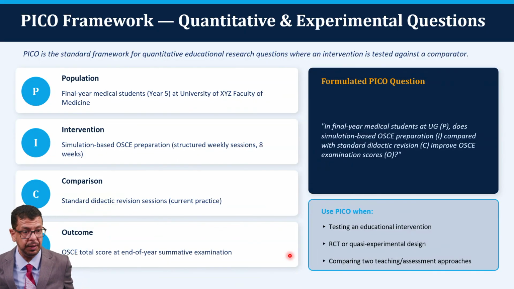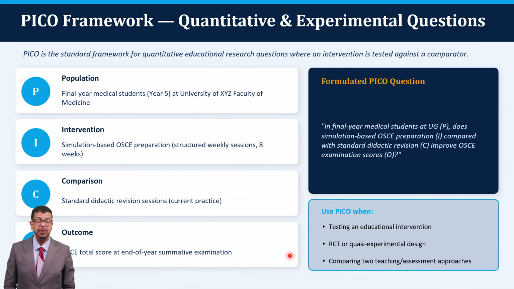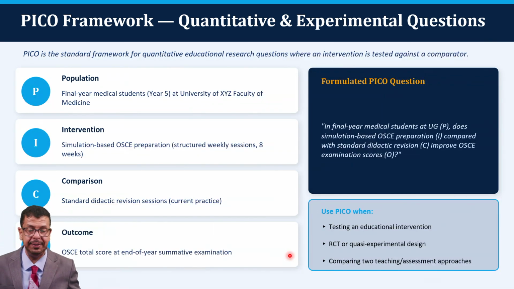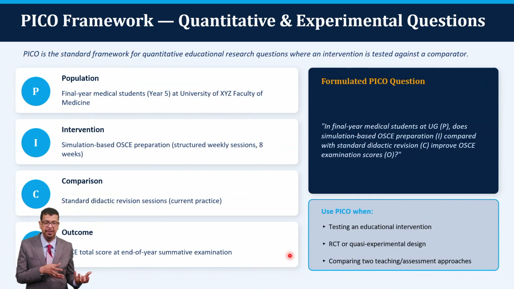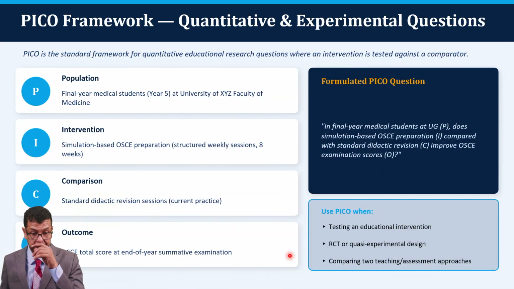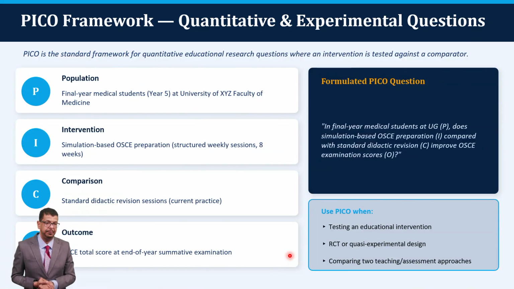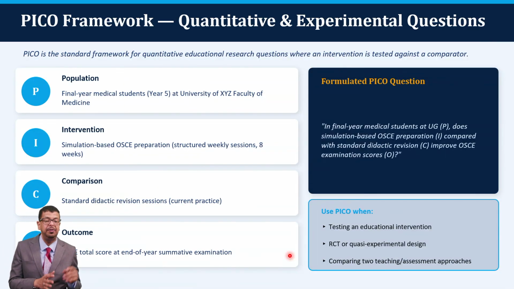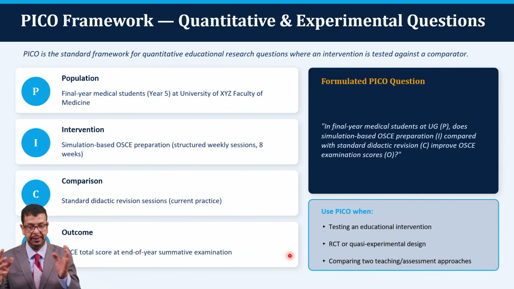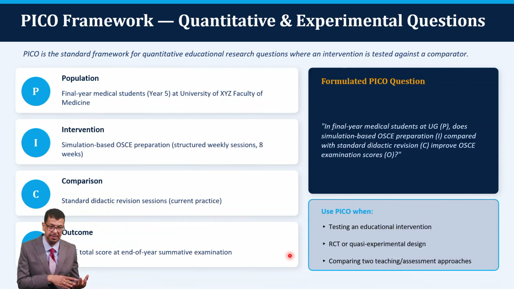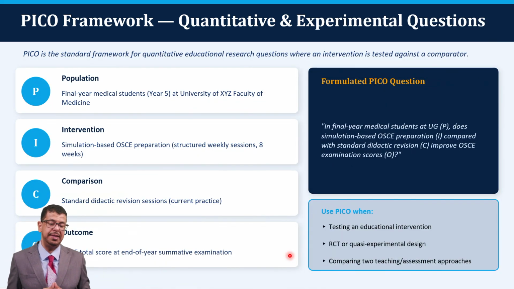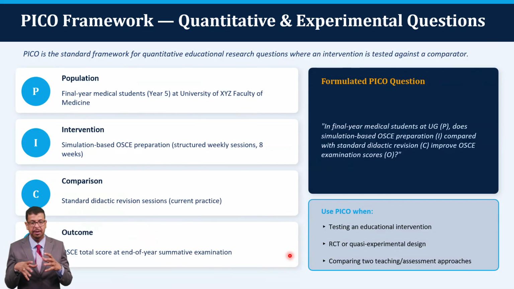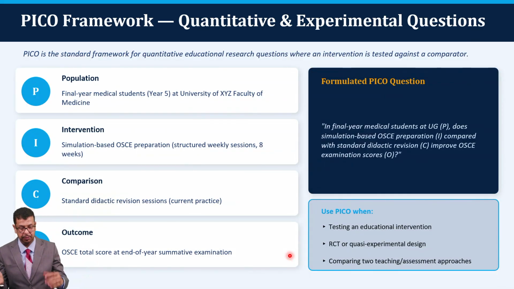Let us go through the PICO framework. Example: final year medical students at the University of, this is the population; intervention, like maybe assessing simulation; comparison, compared to other methods; and the outcome related to student achievement. Example of a formulated PICO: in final year medical students at a specific university, does simulation-based education for OSCE preparation, compared to standard teaching methods, improve performance? And we use PICO when we test an educational intervention, when we use RCT or quasi-experimental designs, and when we are comparing.